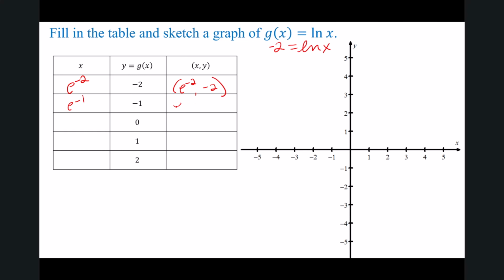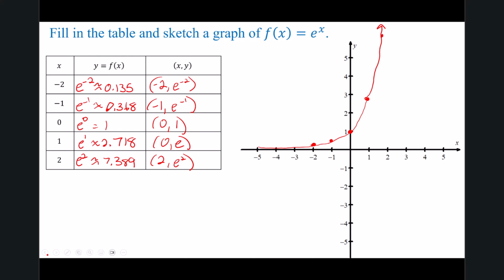So (e to the negative 1, negative 1). (e to the 0, which is 1, 0). (e to the 1, 1). And (e squared, 2). And this is, again, the inverse of what we had here.